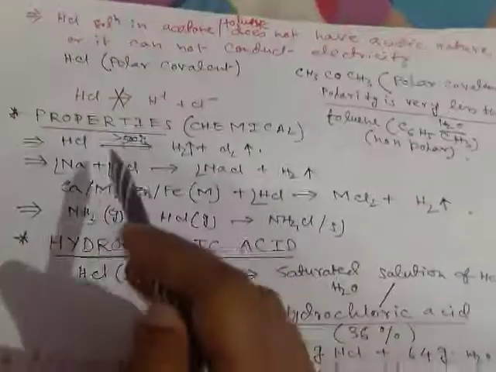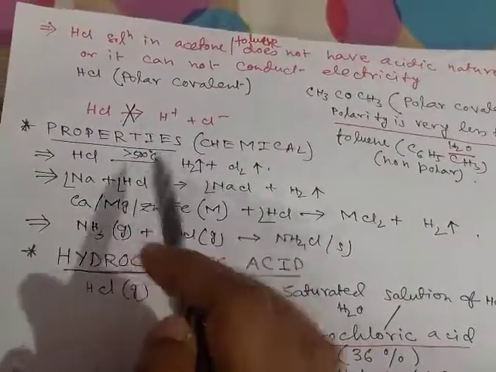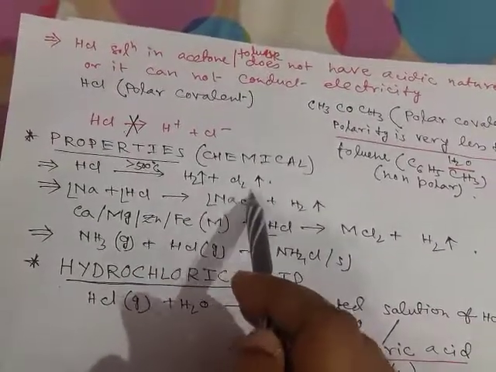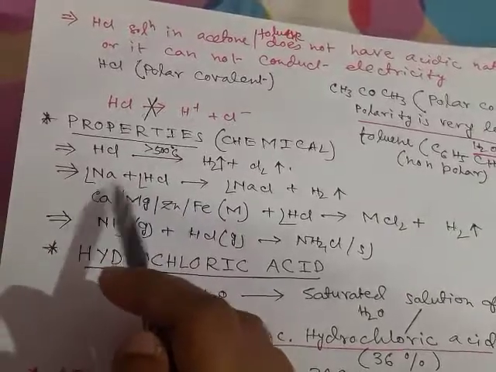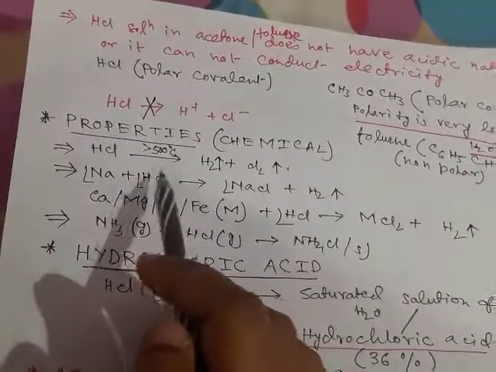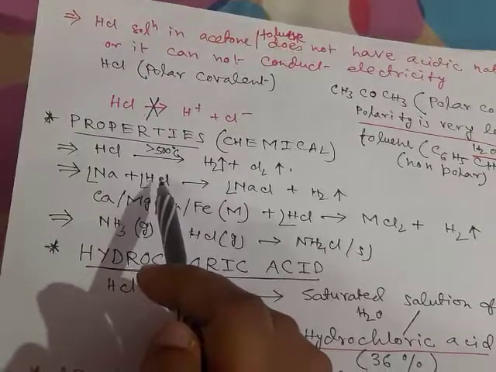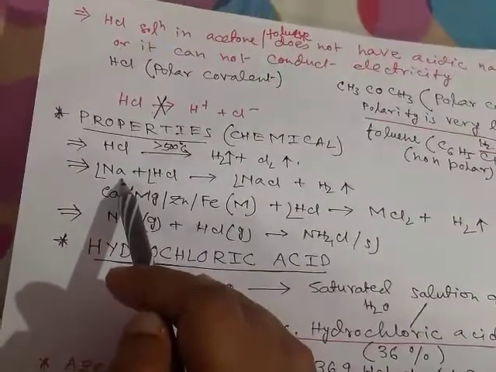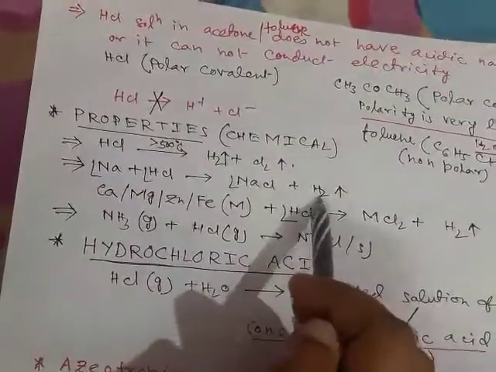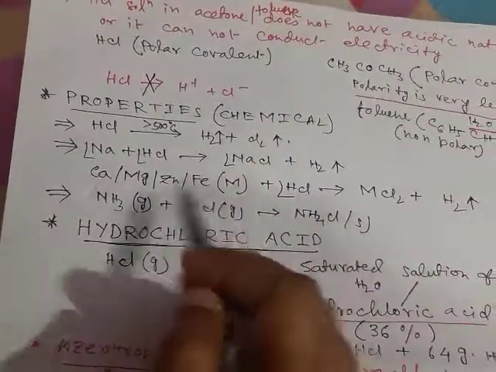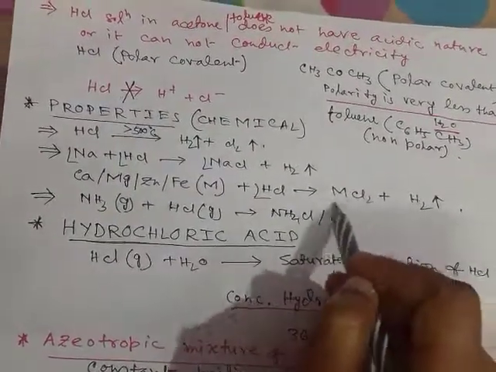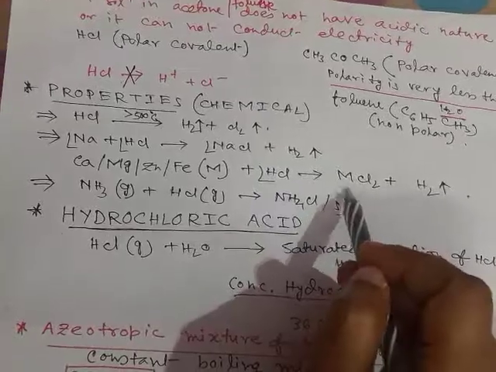Now properties: when HCl molecules are heated at high temperature, the constituent elements hydrogen gas and chlorine gas are formed. The metals present in the activity series above hydrogen can replace hydrogen from HCl, like sodium forms sodium chloride and hydrogen gas is evolved. Other metals like calcium, magnesium, zinc or iron react with HCl in the same fashion. There will be formation of metal chloride, like magnesium chloride, and hydrogen gas will be evolved.